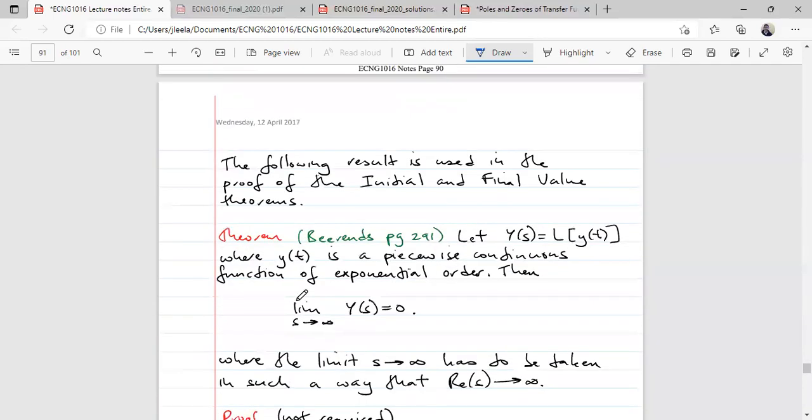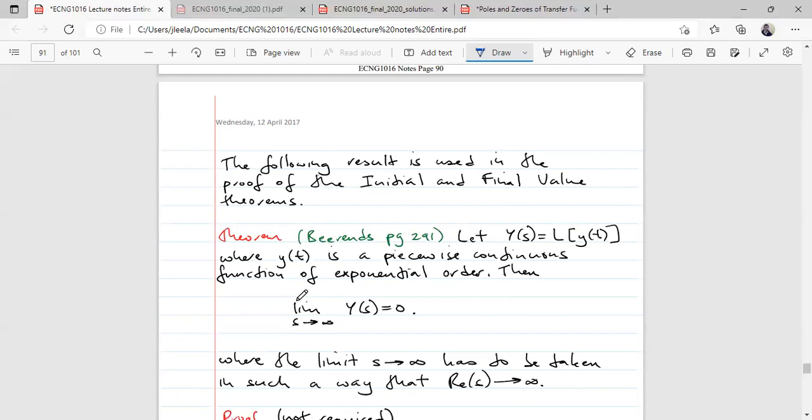The following result is used in the proof of the initial and final value theorems. Theorems, page 291. This theorem tells us that Y(s) is the Laplace transform of y(t), where y(t) is a piecewise continuous function of exponential order. Then the limit as s approaches infinity of Y(s) is equal to 0.